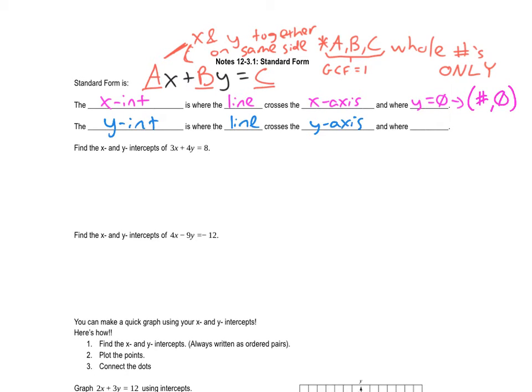So the y-intercept is where the line crosses the y-axis. And that's where, very good, X is always going to be 0. We've seen those in points, in tables as well. So when we write this coordinate, we'll have 0 first for the X value, and then we'll figure out some number for the Y. All right, so let's use those ideas of X being 0, Y being 0 to find intercepts in equations.